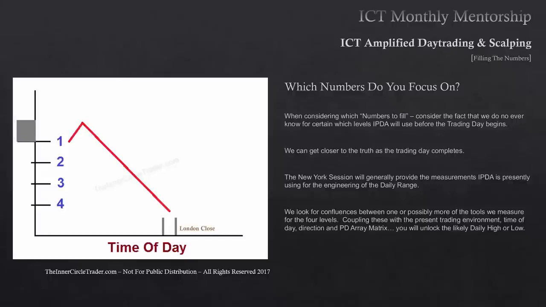Now, we don't know how fast price is going to be delivered across the daily range. In other words, London can be 80% of the daily range, and then the rest of the day it goes quiet. It's been done before. Sometimes London doesn't do much at all, and then finally the move takes place in New York, and all the range is completed from 7 o'clock in the morning to London close.